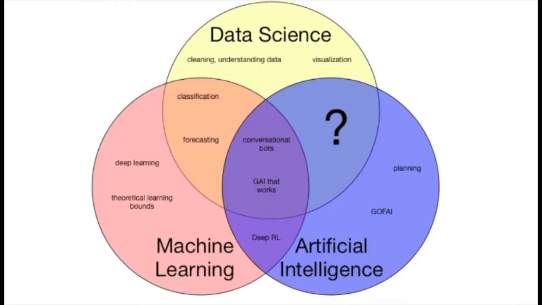Here is an attempt to create a Venn diagram of machine learning, artificial intelligence, and data science. Data science, in some ways, is the most fundamental of these three fields. It is about understanding the data that we have, and many of the approaches that we use are very data hungry. They are completely impossible without data science.